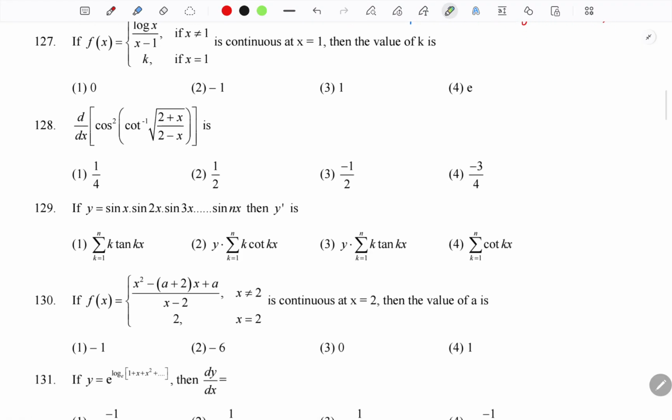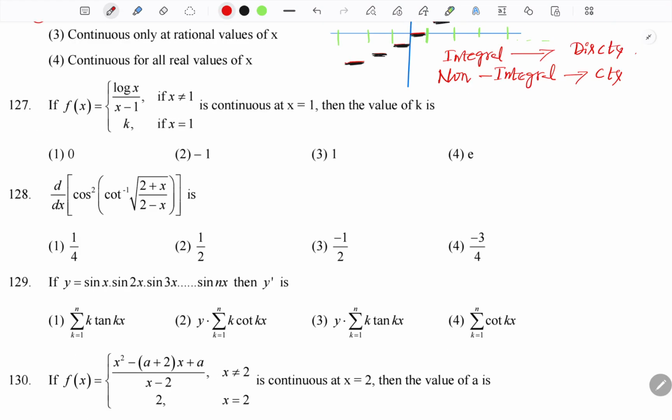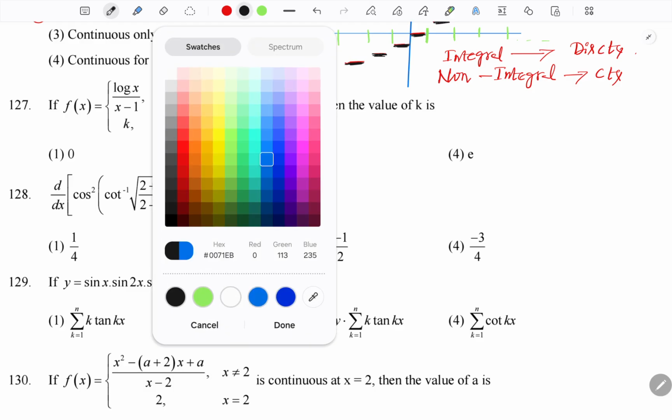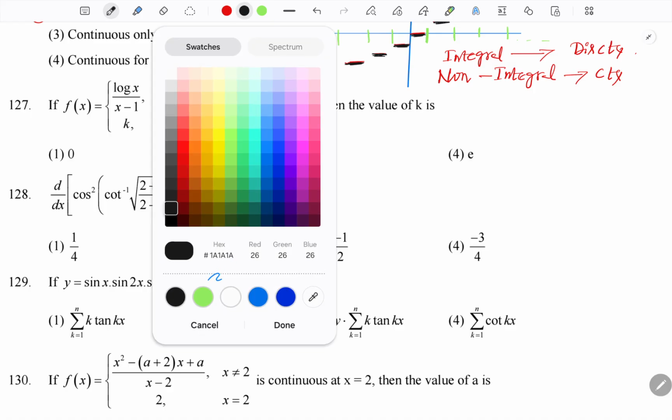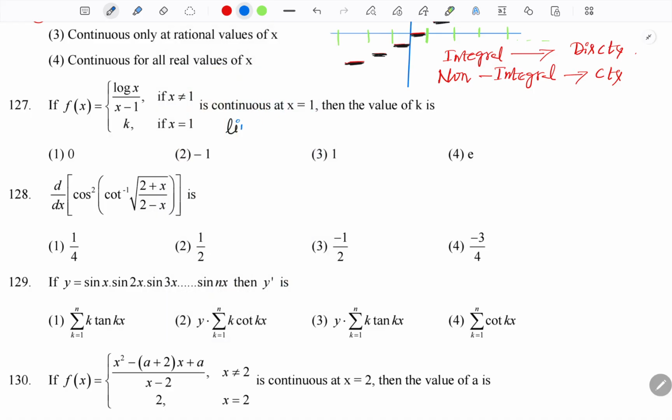And now see the next question. Now see this question, and first it says continuous. Okay, write the continuity definition at x equal to 1, right? So limit x tends to 1 of f of x equals f of 1. What is f of 1 here? k. What is the function here? Substitute. Limit x tends to 1 of log x by x minus 1 is equal to k.